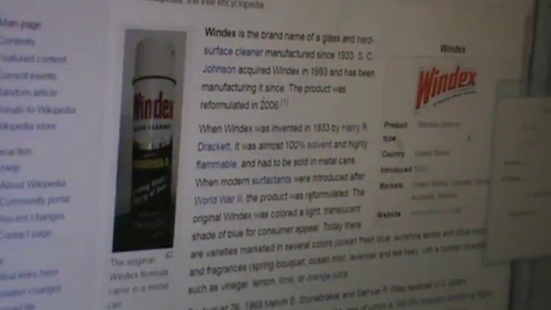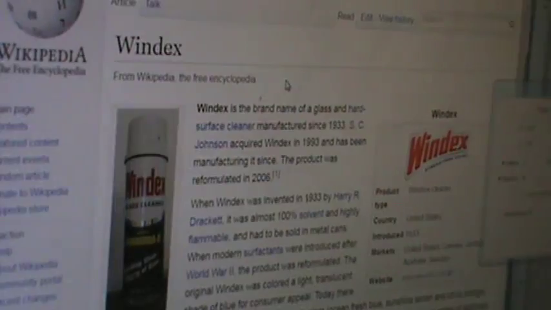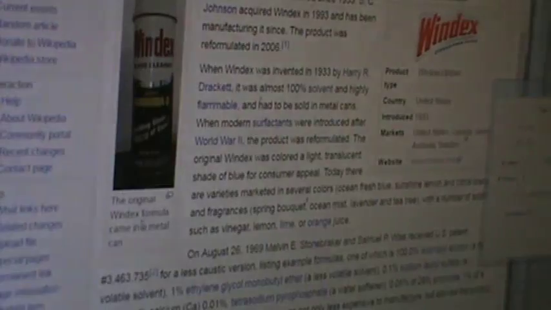Wow. Windex is even older than Mr. Clean. The original Windex formula came in a metal can, also known as a canister, I like to preach. Canisters are gorgeous at letters for Father. So it's glass cleaner, and I believe glass equals Father, and then cleaner equals Father.